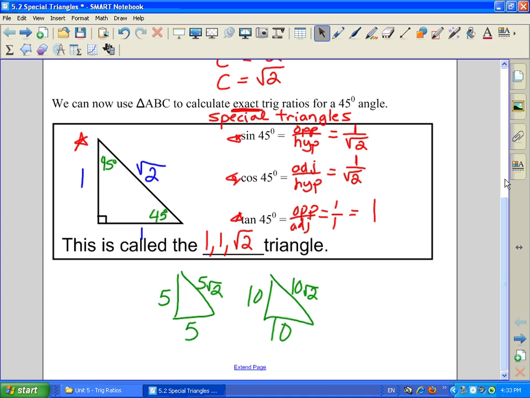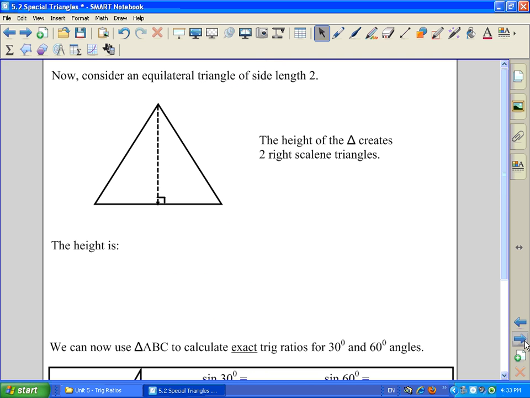triangle. All right, let's take a look at our second special triangle today, and it's asking us to consider an equilateral triangle with a side length of 2. So what do I know, folks? I know that this is 2, and this entire length here is a measure of 2. Now it says the height of the triangle, which is right here, creates two scalene triangles. Okay, what do we know about an equilateral triangle? We know that each side must be equal, but also that each angle must be equal.